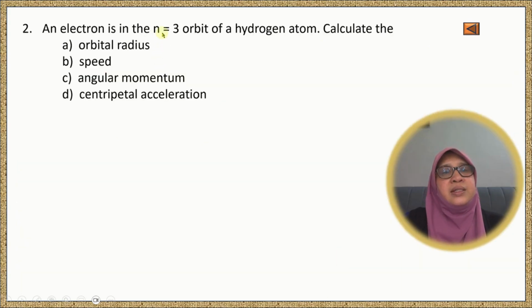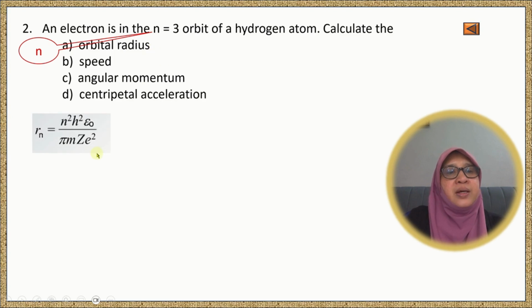An electron is in the n orbit of a hydrogen atom. This time n is given, n equals 3. Calculate the orbital radius, the speed, angular momentum, and centripetal acceleration. So we find the radius first, question A. We use the same formula where r equals n squared h squared epsilon naught over pi m Z E squared.